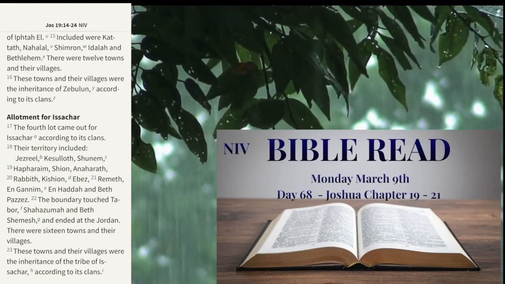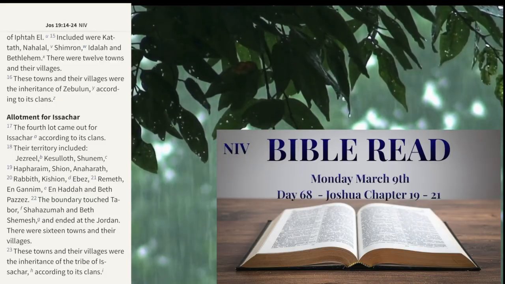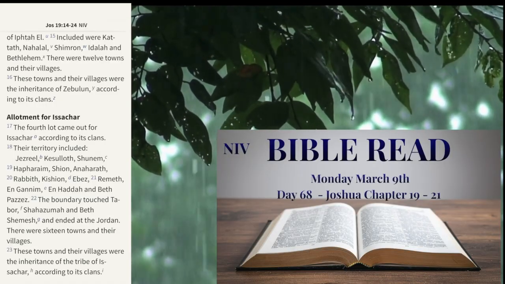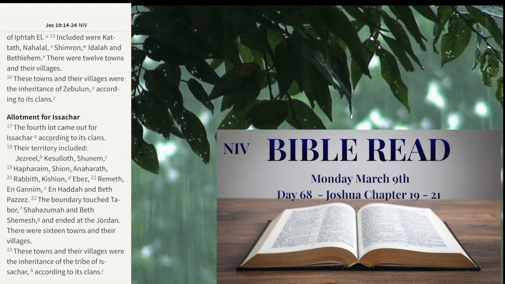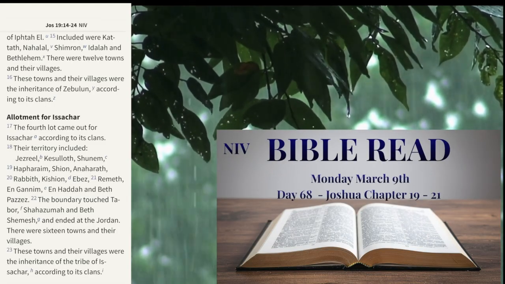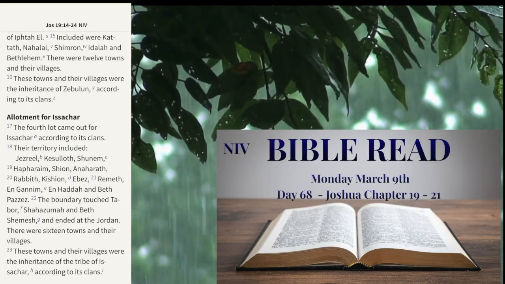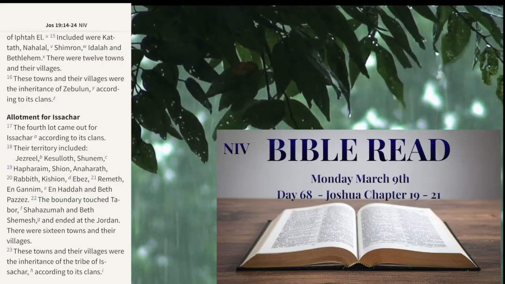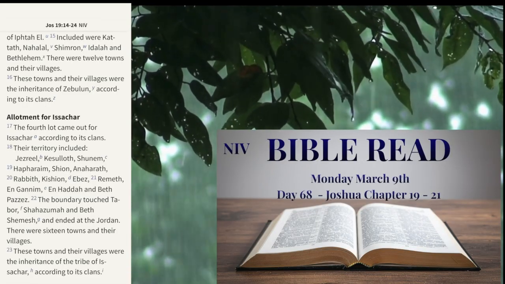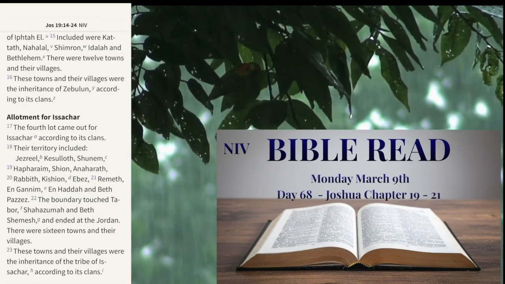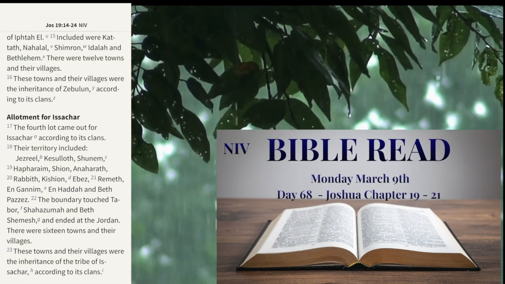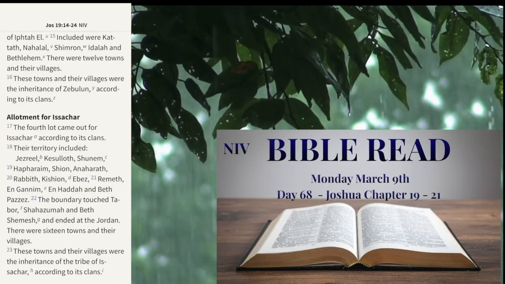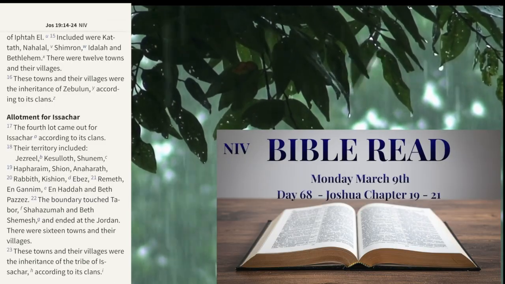The fourth lot came out for Issachar, according to its clans. The territory included Jezreel, Kesulloth, Shunem, Hapharaim, Shion, Anaharath, Rabbith, Kishion, Ebez, Remeth, En-Gannim, En-Haddah, and Beth-Pazzez. The boundary touched Tabor, Shahazumah, and Beth Shemesh, and ended at the Jordan. There were 16 towns and their villages. These towns and their villages were the inheritance of the tribe of Issachar, according to its clans.